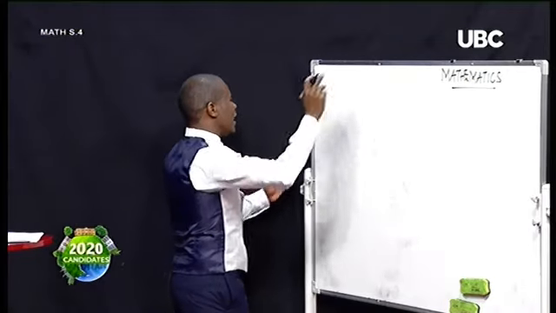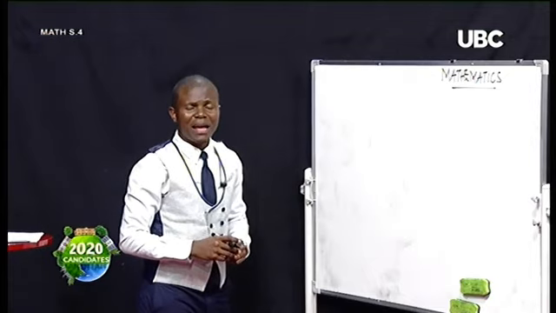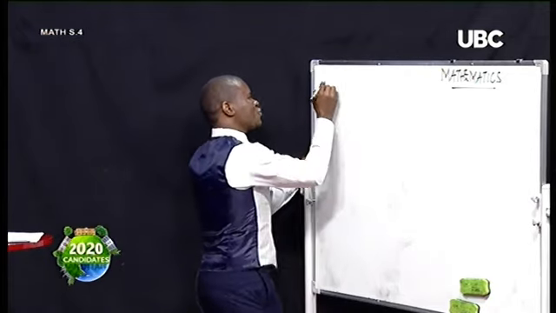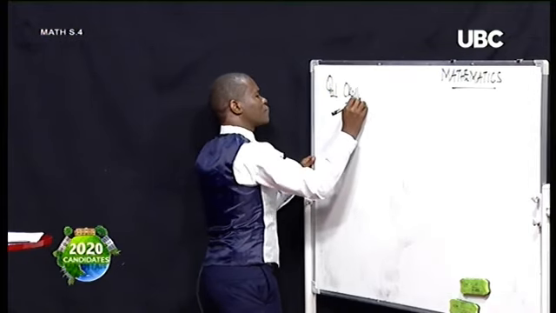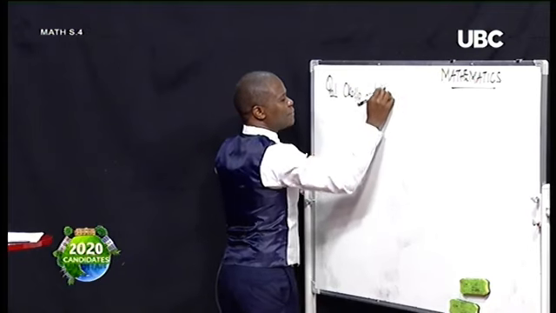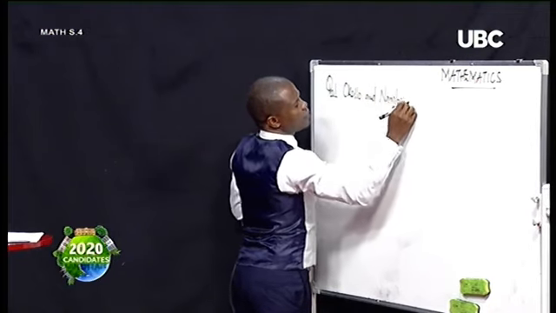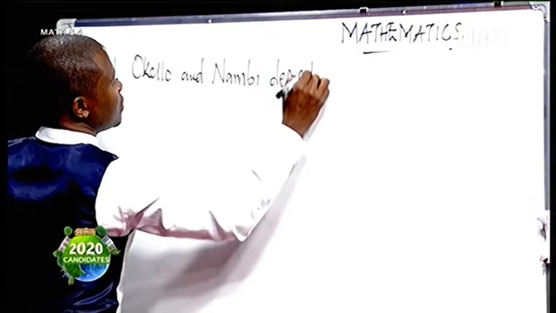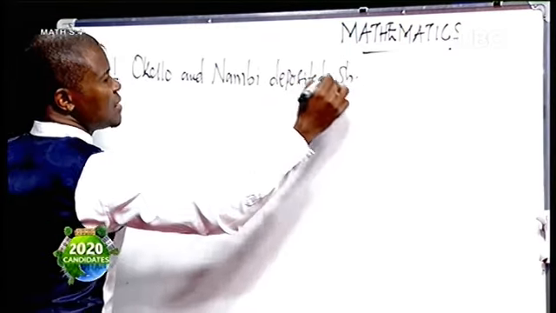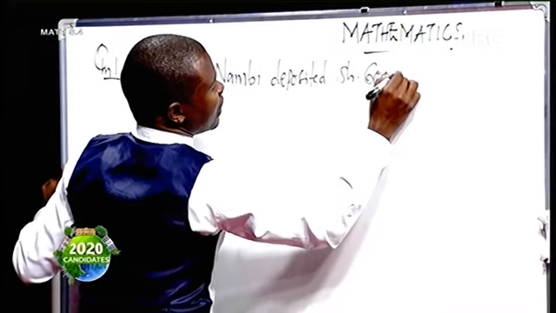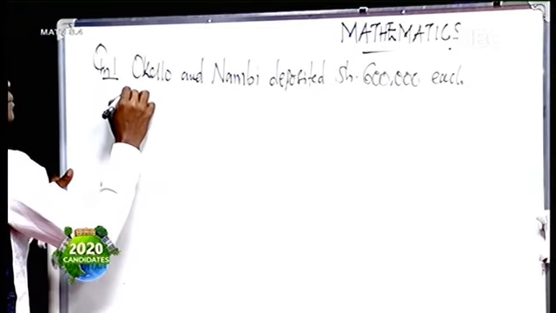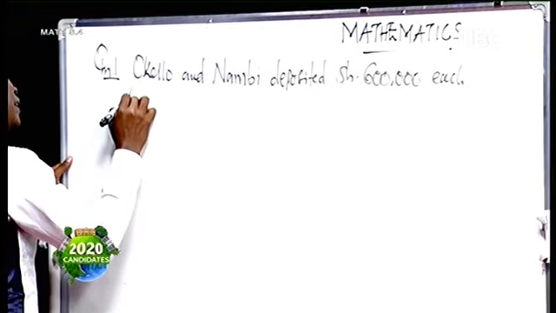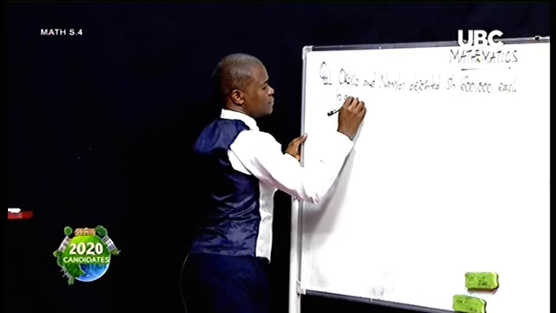Let's write. The question says, I want you to get me 2 names. I'm going to use Okello and Nambi. Let us write question number 1. Okello and Nambi deposited shillings 600,000 each in a bank.